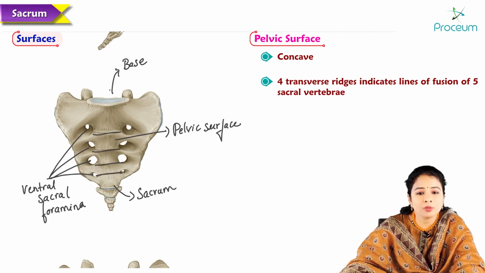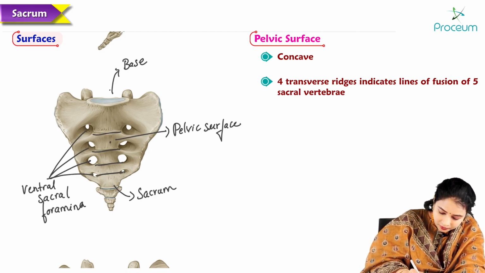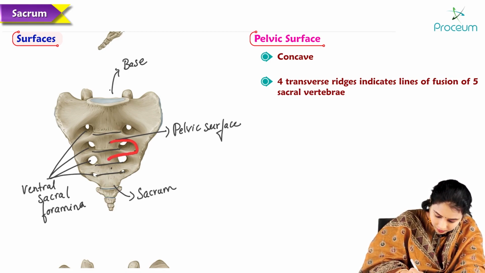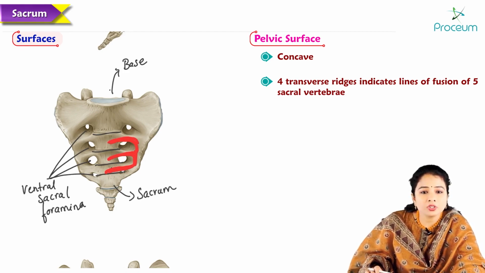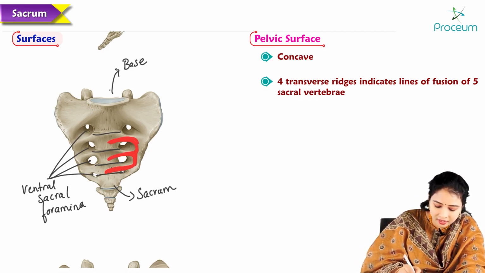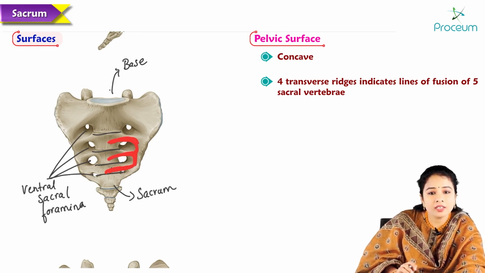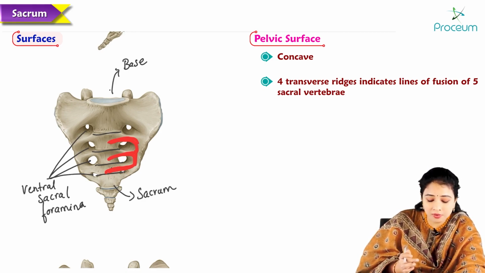And the piriformis muscle arises from the bodies of the middle 3 sacral vertebrae, 1, 2, 3. So the middle 3 sacral vertebrae provide origin to the piriformis muscle, like an inverted letter E, where it gets origin from the middle 3 sacral vertebrae on the pelvic surface.